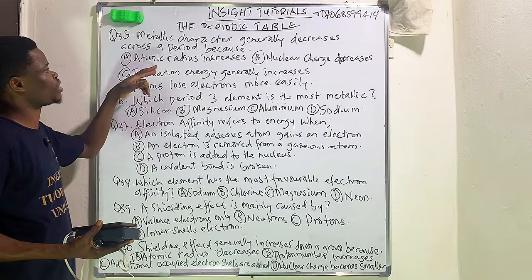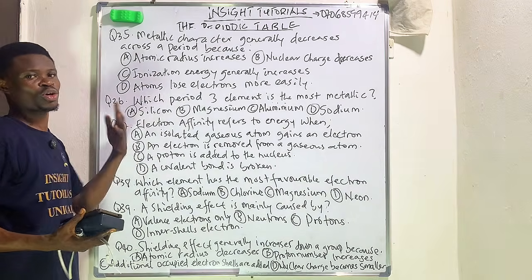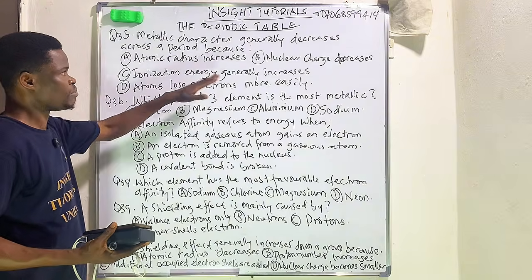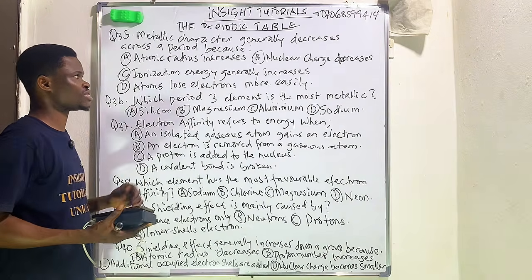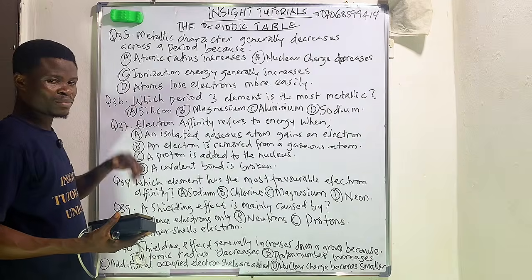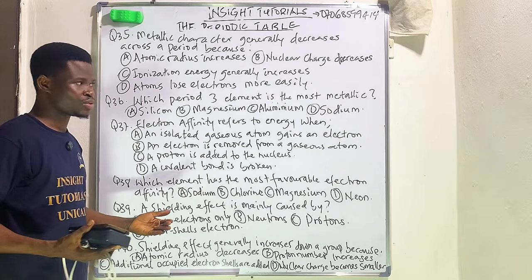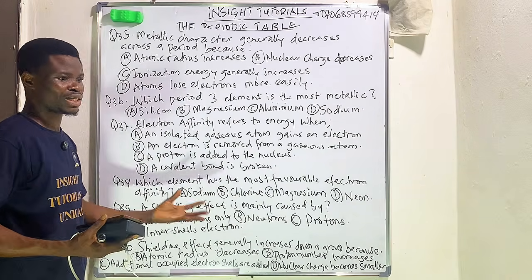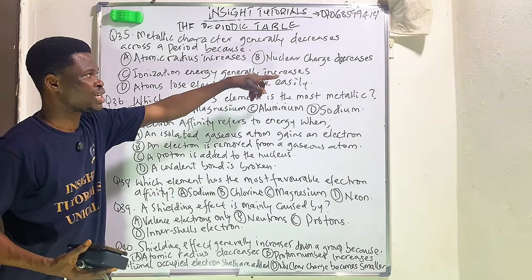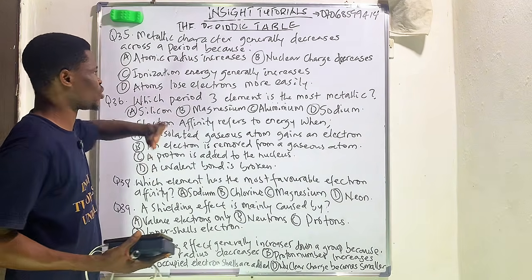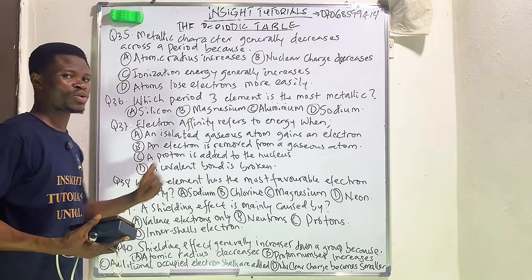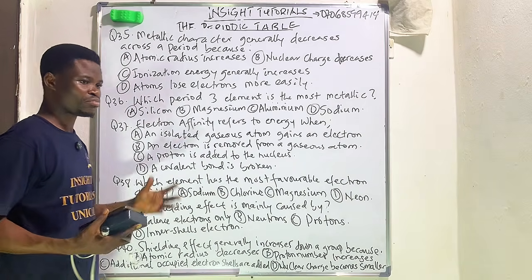A says atomic radius increases. Across the period, we all know that atomic radius decreases, not increases. So that's off. B says nuclear charge decreases. If it is across the period, as long as elements gain electrons, there is going to be an increase in the nuclear charge across the period. So nuclear charge decreases is totally off.